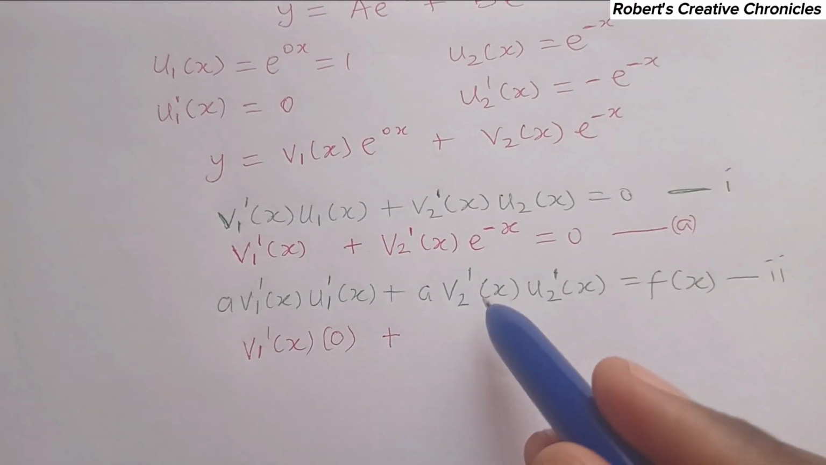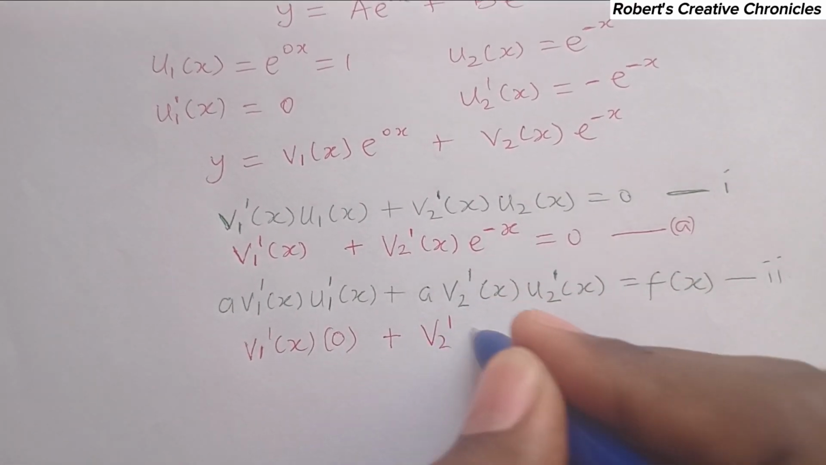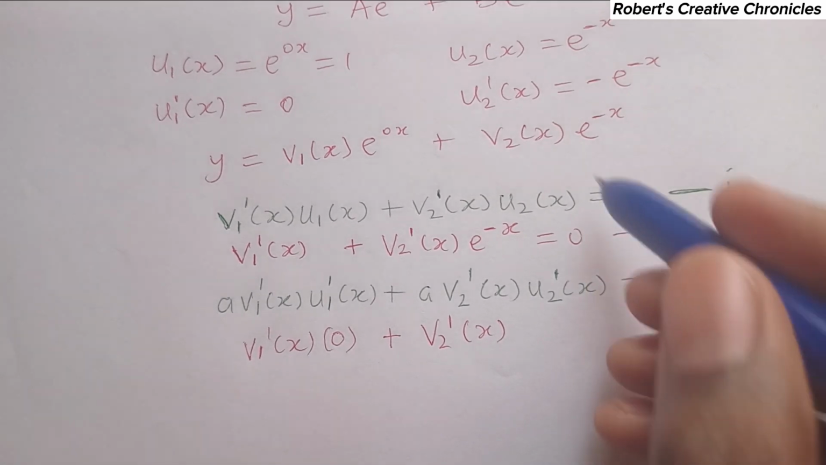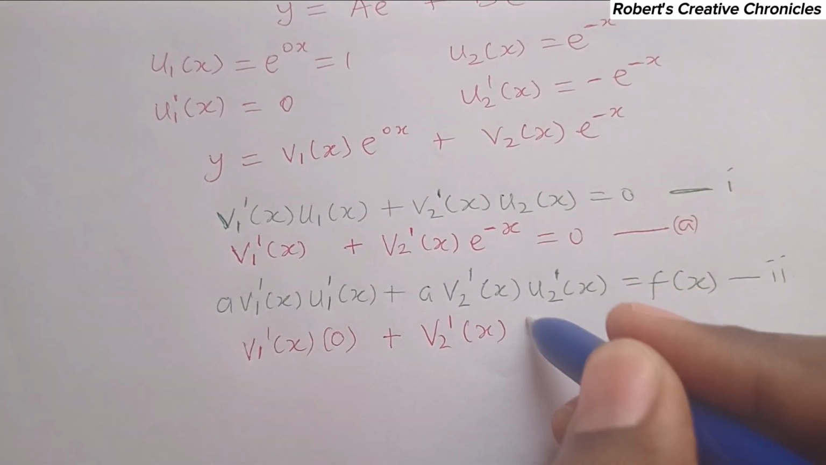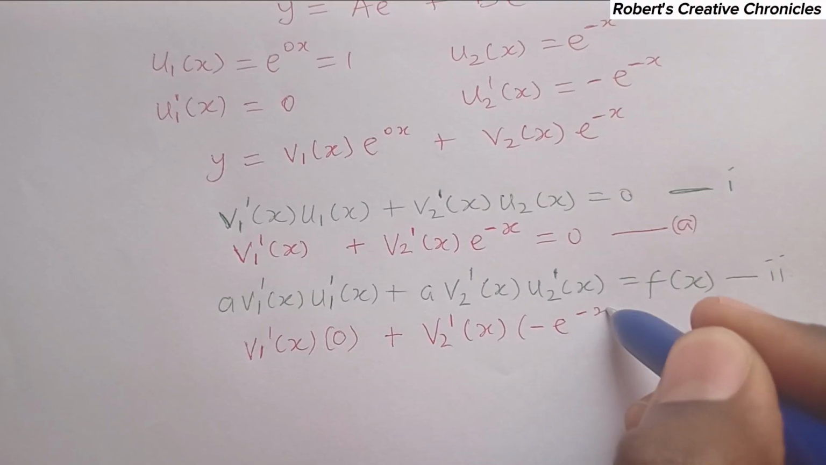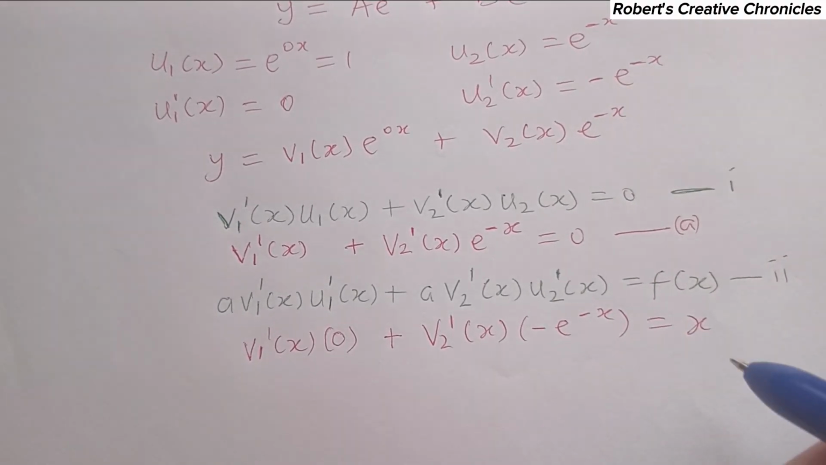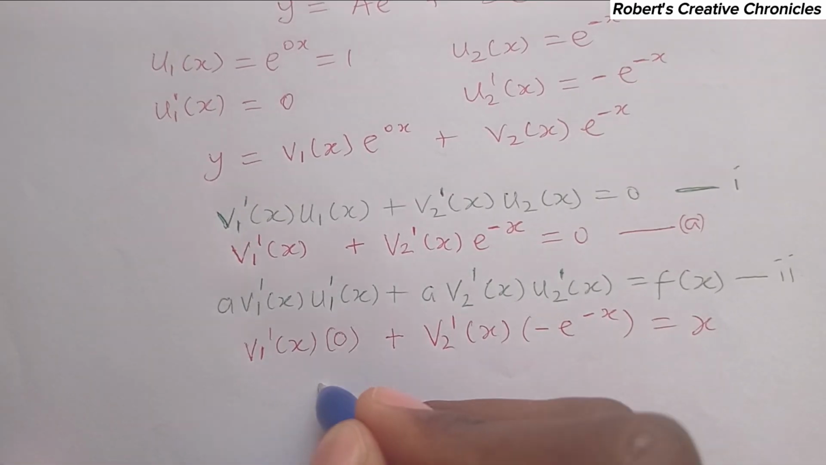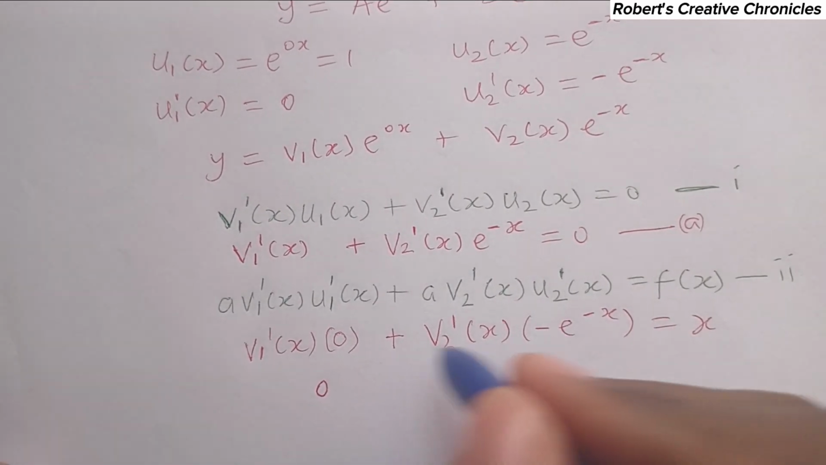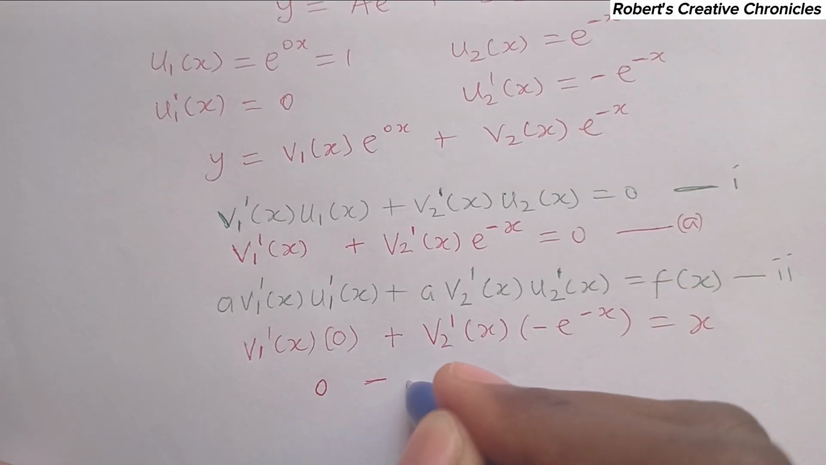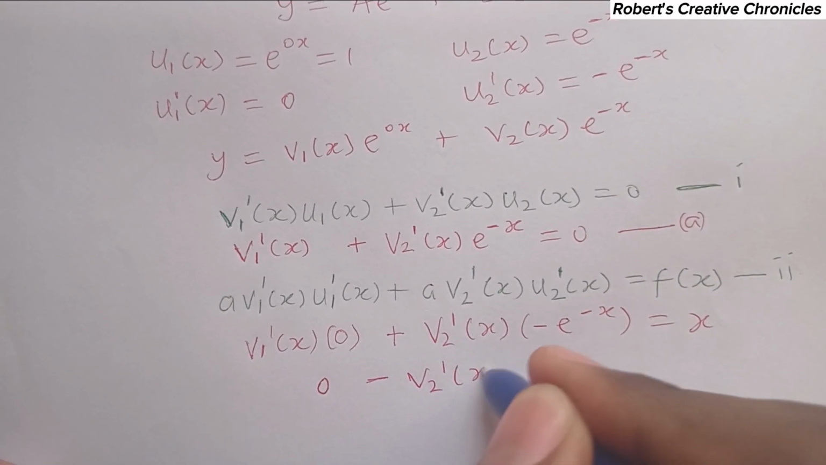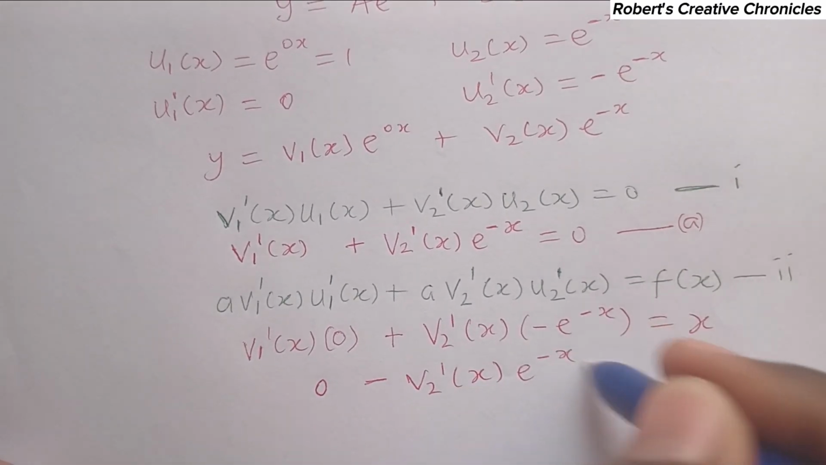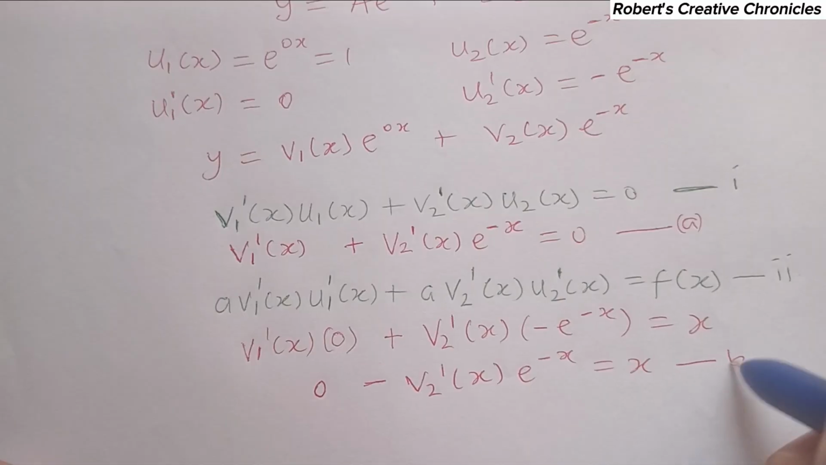Plus this A is 1, v2 prime. Then u2 prime is what? It is negative exponential minus x, equal to x. F of x is x. So now 0 times this is 0. So here is 0. Negative times plus negative: negative v2 prime exponential minus x is equal to x. So this is our equation B.